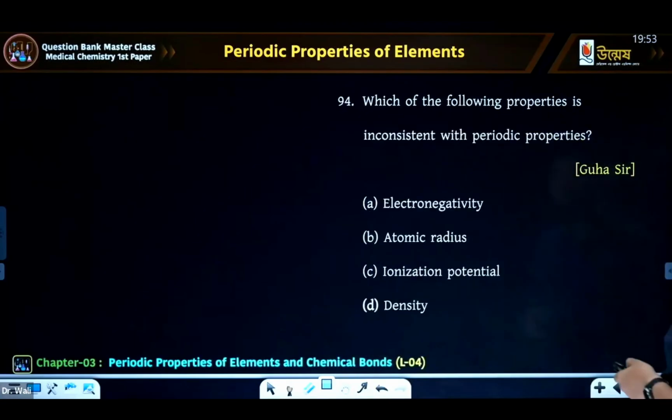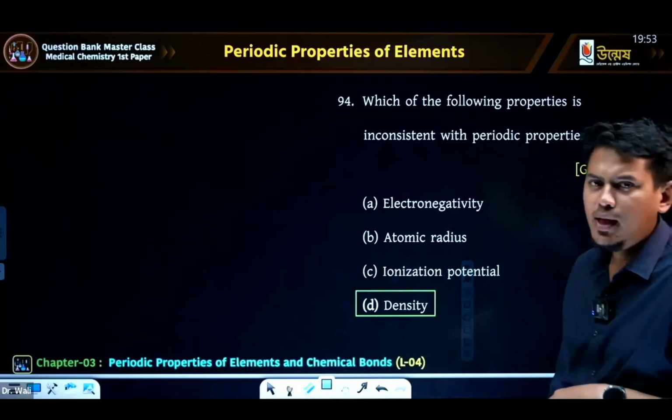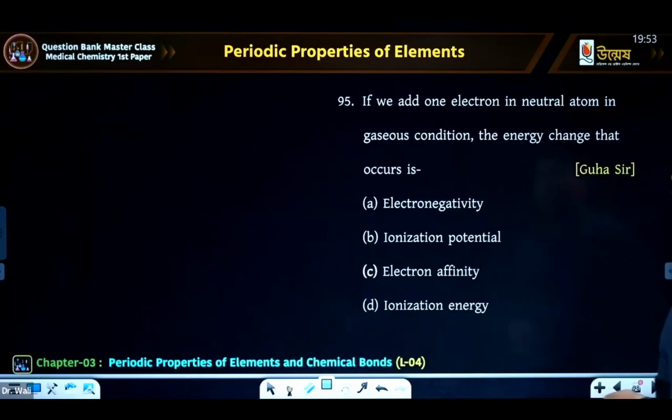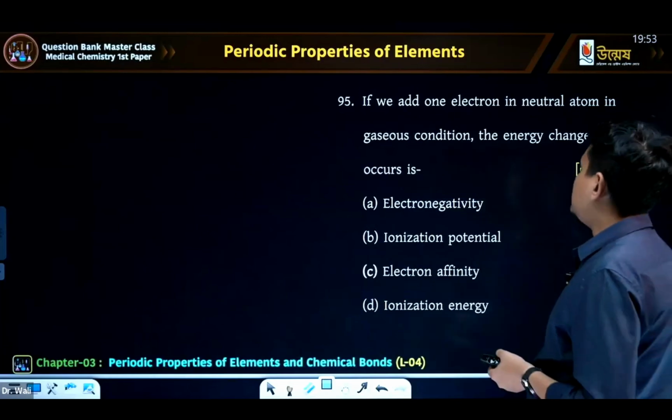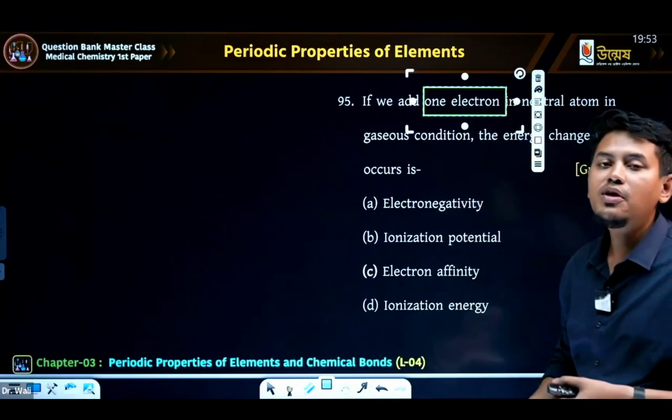Which of the following properties is inconsistent with the periodic properties? Certainly density. Density is certainly inconsistent with the periodic property. We haven't discussed density as a periodic property. If we add 1 electron to a neutral atom in the gaseous condition, the energy change that occurs is called electron affinity. Adding an electron would result in the release of energy.